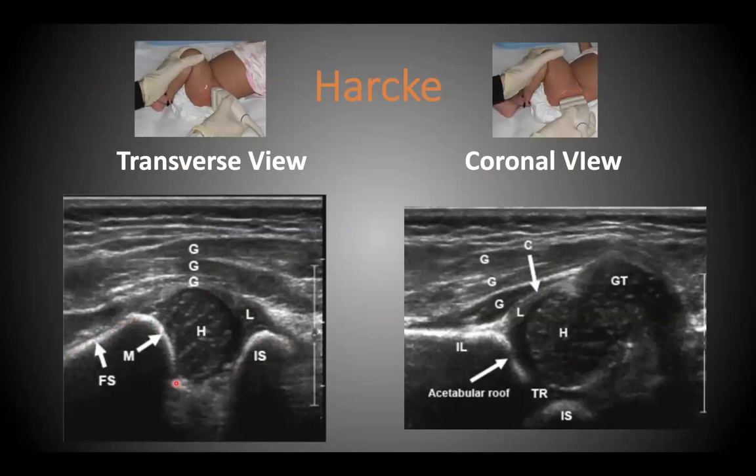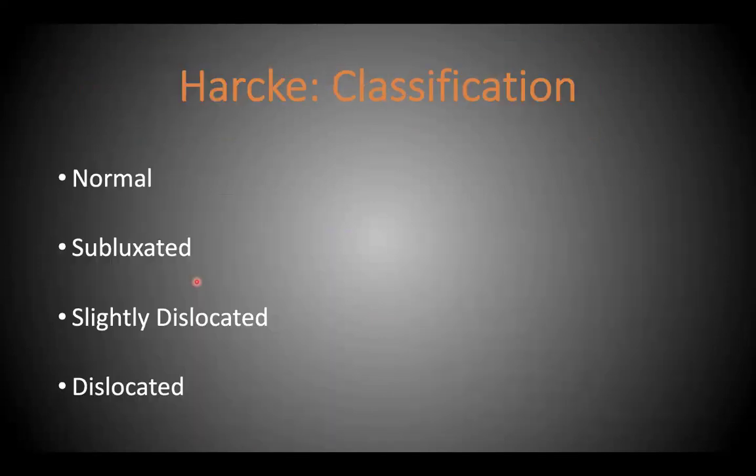So he has described 4 quadrants wherein you draw a line along the superior edge of the ischium and draw a second line perpendicular to it. And if your femur is anteromedial, then it is normal. But if it is anterolateral, then it is subluxed. As per Harkey, the hip is classified as normal, subluxed, slightly dislocated, and dislocated. Although I couldn't really find the exact description of how you differentiate between a slightly dislocated versus a dislocated hip.